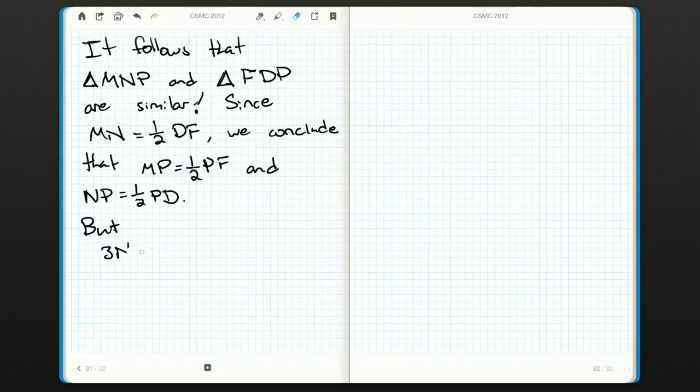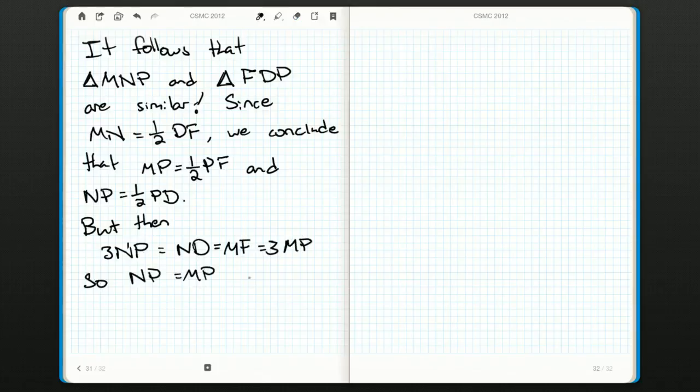Getting ahead of myself. Not ND, NP. So 3 times NP is going to be ND. And that's one of the medians. And we know that that's equal to MF, which is going to be 3 times MP. So from there, it follows that NP is equal to MP.